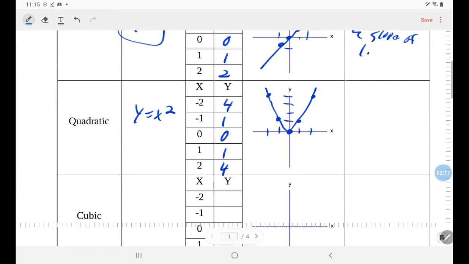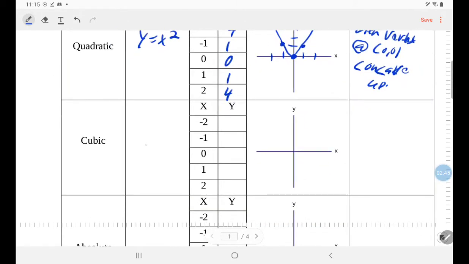And what about it? Well, it's a parabola with vertex at 0, 0, and it is also concave up.